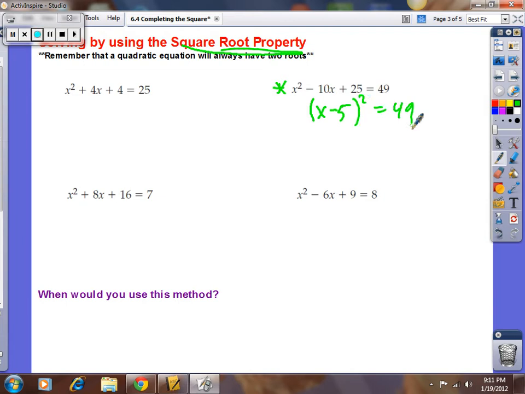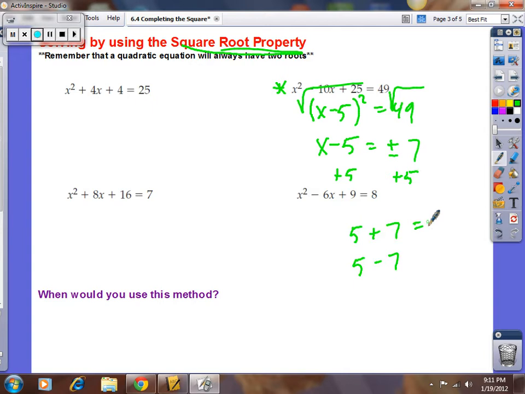So undo the square. Square root on the left, square root the right. On the left you're going to have x minus 5. On the right, that's awesome because square root of 49 is a whole number. But remember to take both roots. It's going to be plus or minus 7. Now get x all by itself. Add 5 to the left, add 5 to the right. So if you do 5 plus 7 and 5 minus 7, you're going to get 12 or a negative 2. And those are your two roots, 12 or a negative 2.